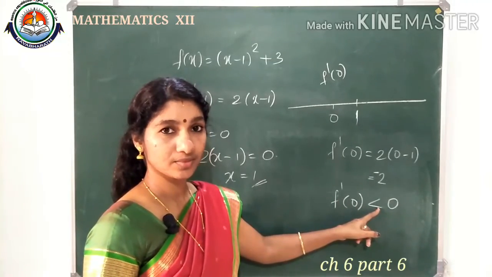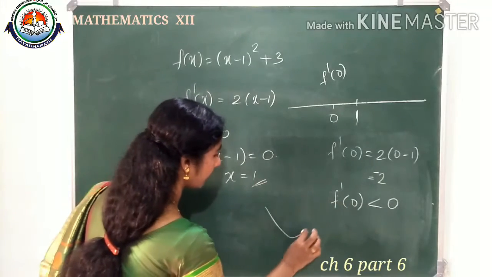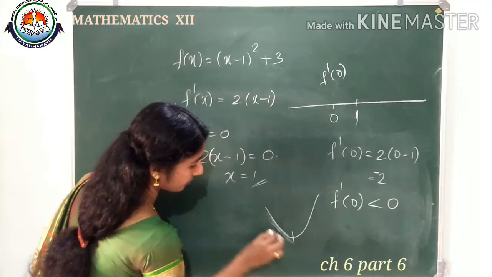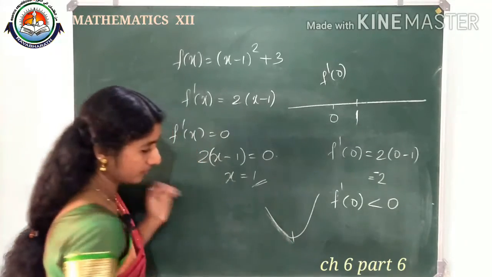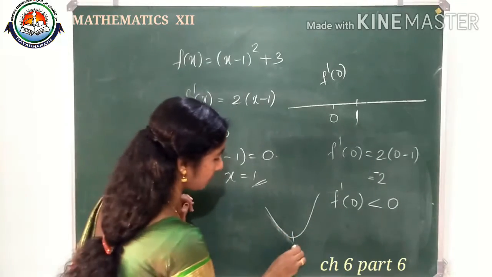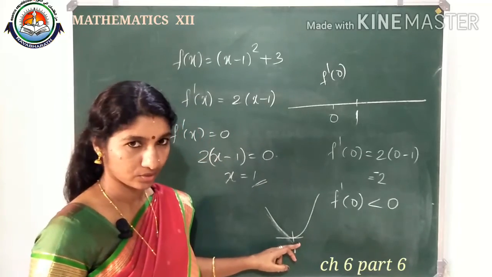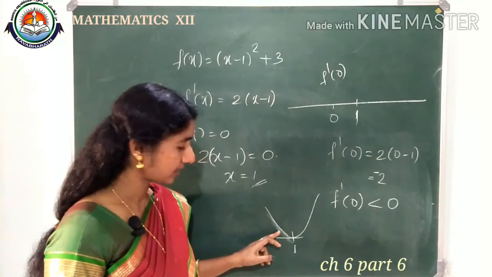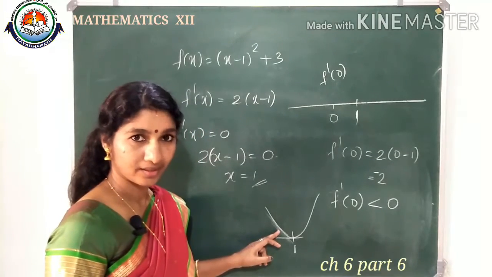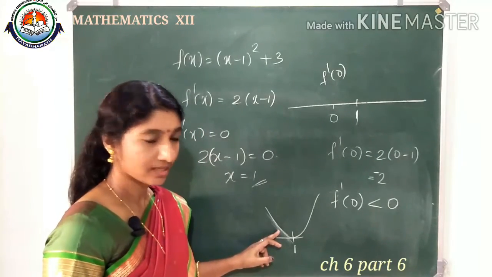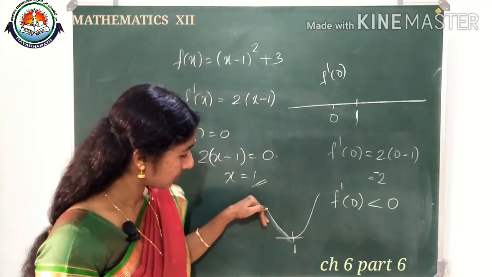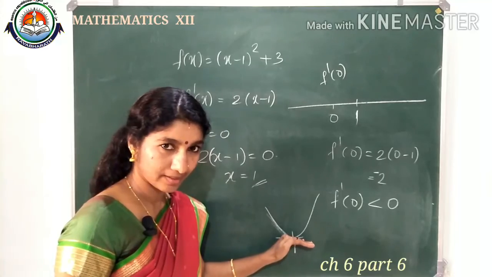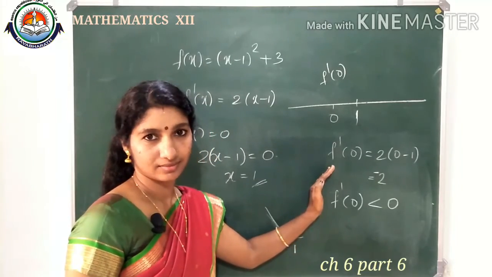How does the situation come? See, like this situation. We are getting f dash of x less than 0 on the left side of 1. At 1 we are getting f dash of 1 equal to 0. On its left side we are getting negative values, isn't it? That means it shows decreasing, and here it's a minimum value, then it starts increasing.